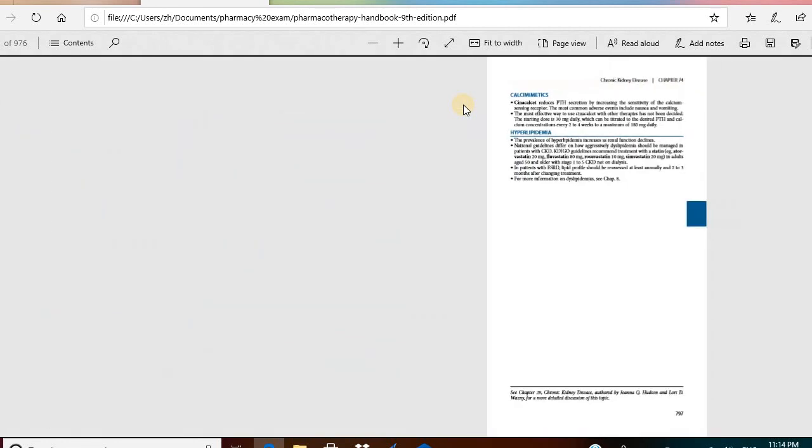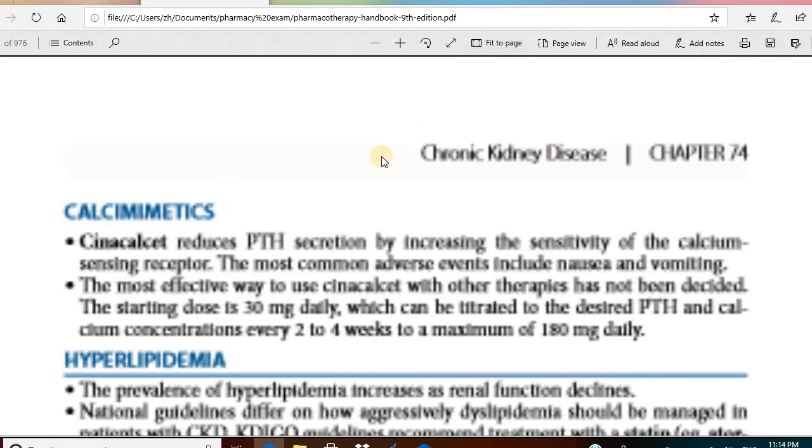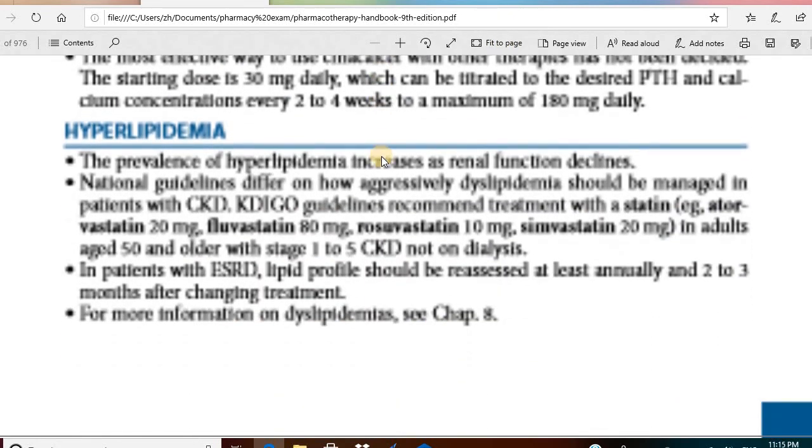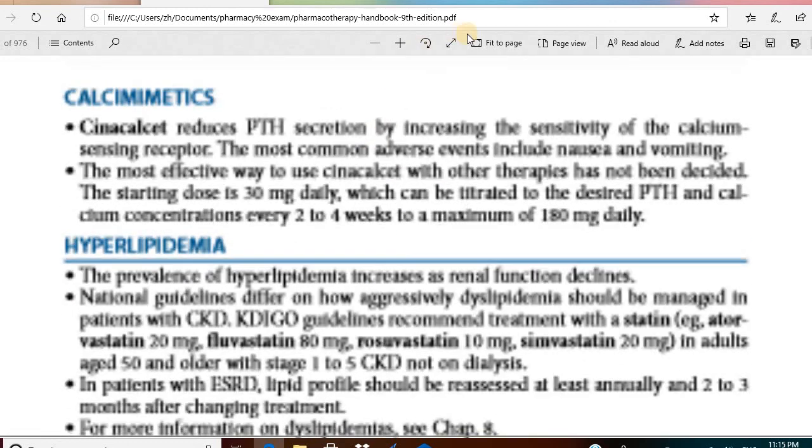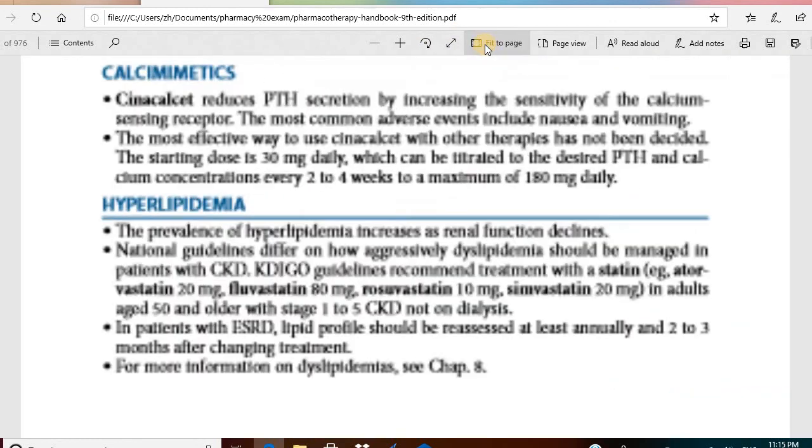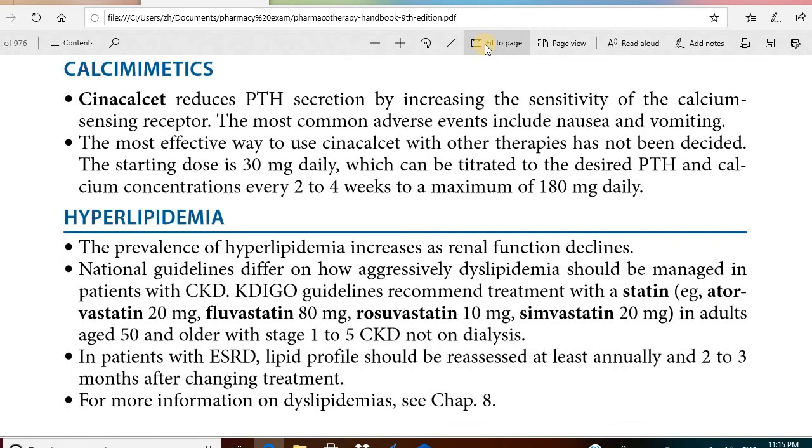We will discuss vitamin D agents and hyperlipidemia and calcimimetics. These are all about the chronic kidney disease. You can see here calcimimetics, hyperlipidemia. These are the conditions in the chronic kidney disease, and you have to minimize these problems to decrease the progression of the kidney disease.